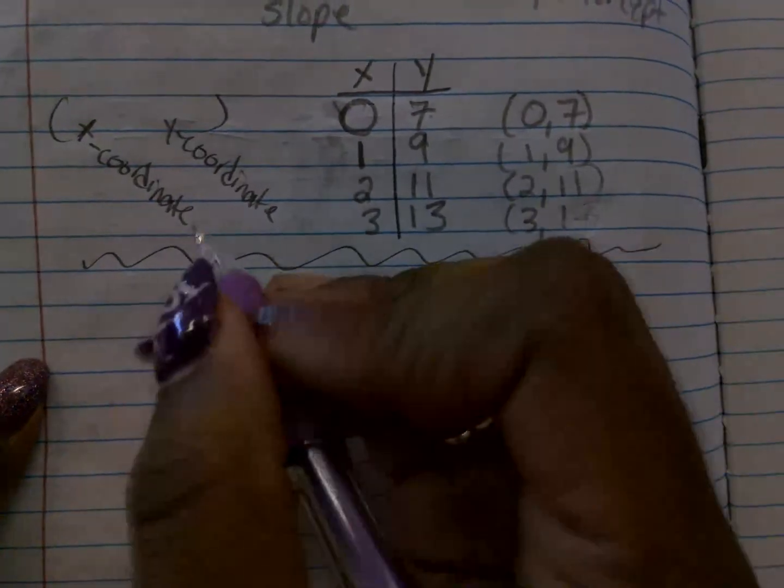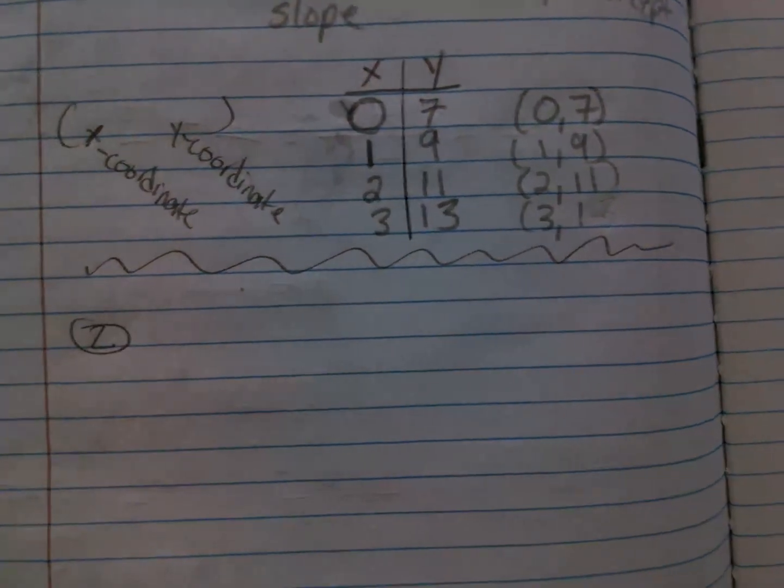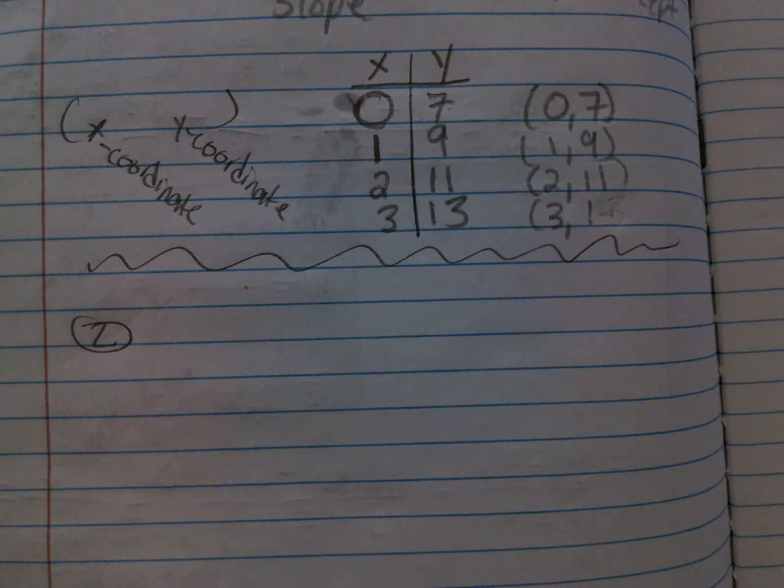This is example 1. Okay, this is example 2. Let's do this one. Let's do a slope. Let's make slope negative this time.